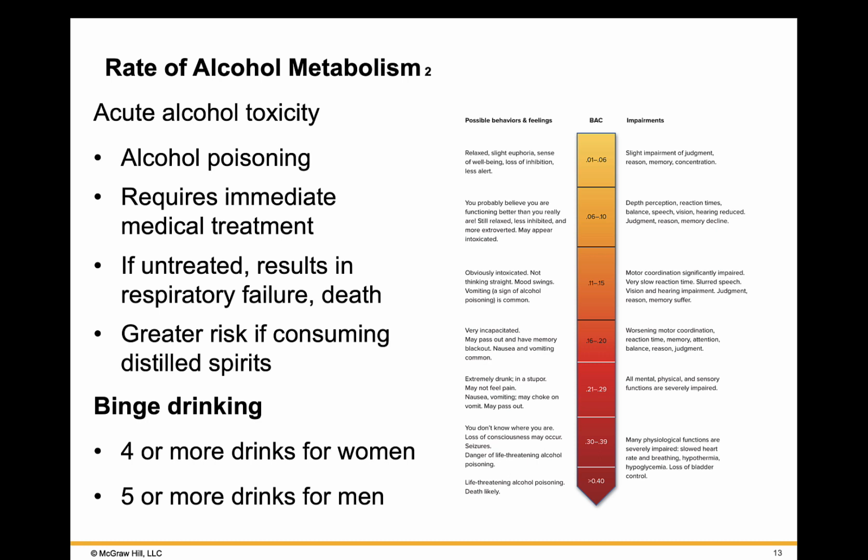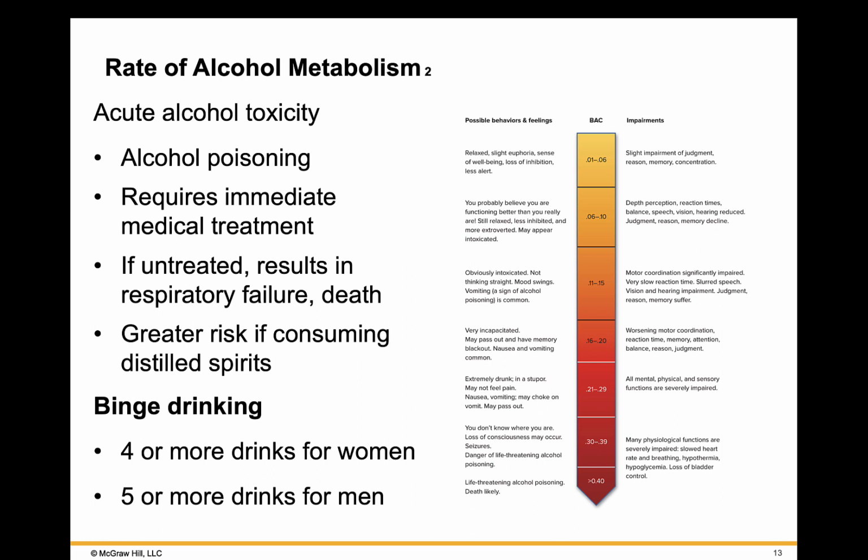At 0.16 to 0.20, we're now looking at very incapacitated. Individuals may pass out and have memory blackout. Nausea and vomiting are especially common. There is a worsening in motor coordination, reaction time, memory, attention, balance, reason, and judgment. At 0.21 to 0.29, extremely drunk. These individuals will be in a stupor, may not feel pain, may have nausea and vomiting, may choke on vomit, and may pass out. All mental, physical, and sensory functions are severely impaired.